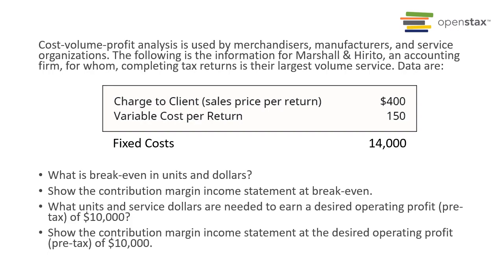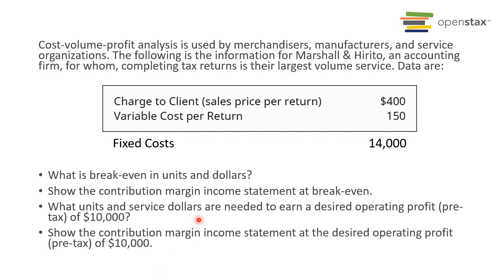Here we have Marshall and Herito, an accounting firm. They complete tax returns. They have a sales price of $400 per return, variable cost of $150 per return, and fixed costs of $14,000. Take your time, practice the next 4 items using this information.